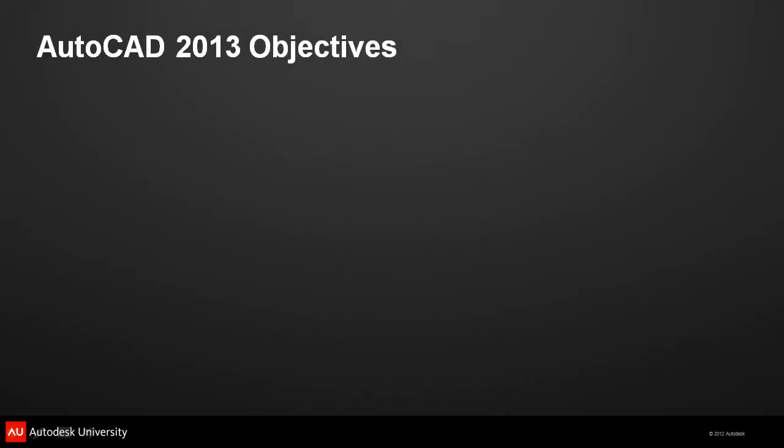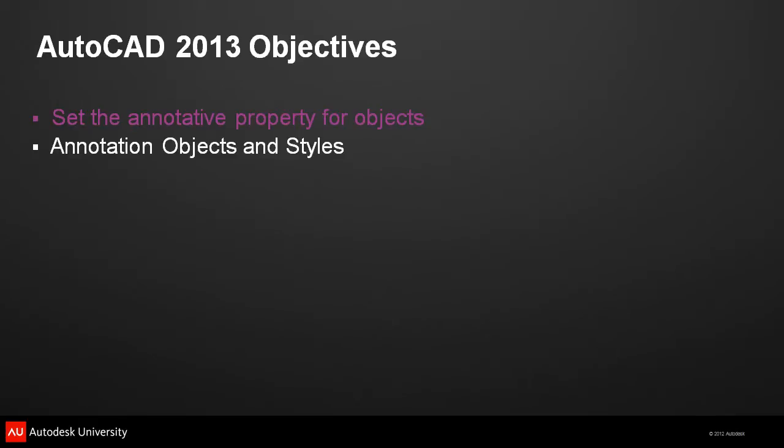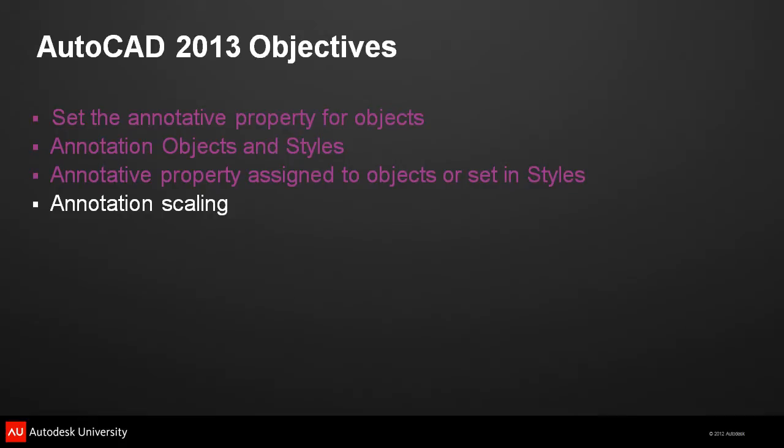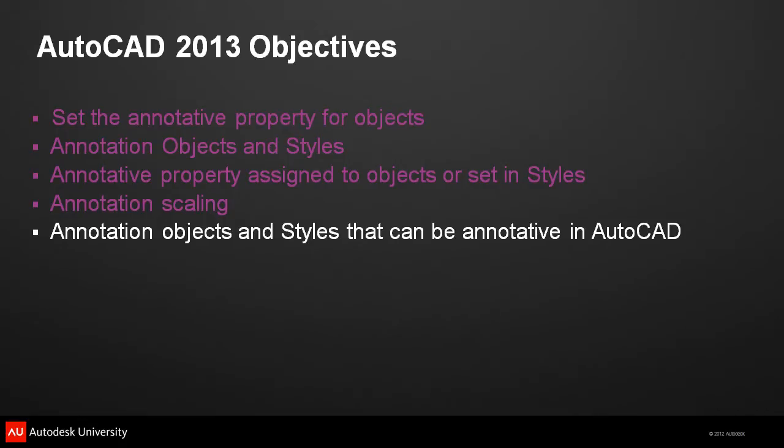Let's look at the next AutoCAD 2013 objective, which is to set the annotative property for objects. And not all AutoCAD objects can be annotative. We're going to look at annotation objects and styles. We're going to look at annotative property assigned to objects or set in styles. And we're going to look at annotation scaling. So 3 different things. The first thing is annotation objects and styles that can be annotative in AutoCAD.